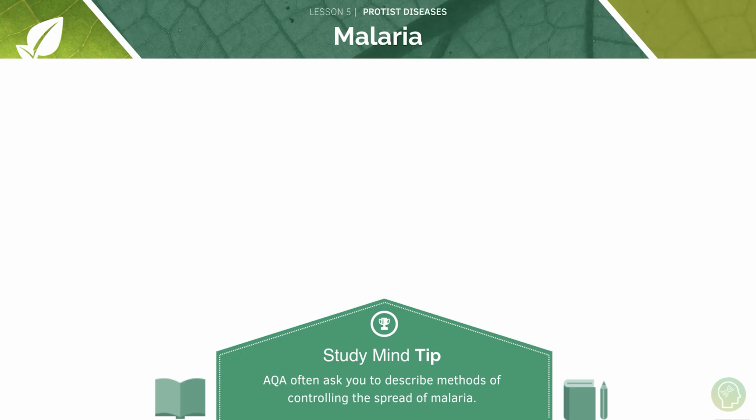If you do forget in your exam, just sit there and think, well, how is malaria spread in the first place? Oh yes, mosquitoes. And so in order to prevent spread, we're going to have to control the mosquito population. So think of various ways in which we could do that, and those are mosquito nets and repellent, for example.